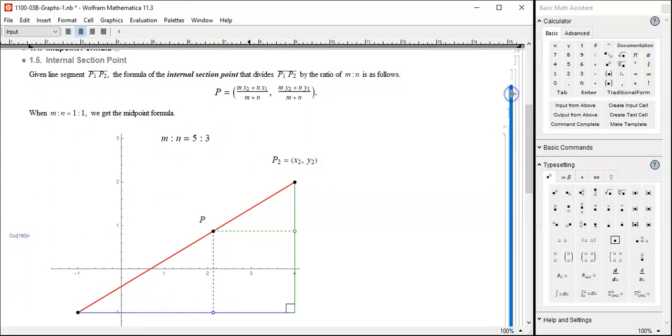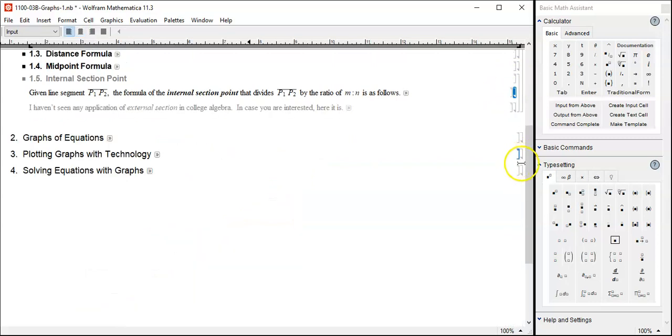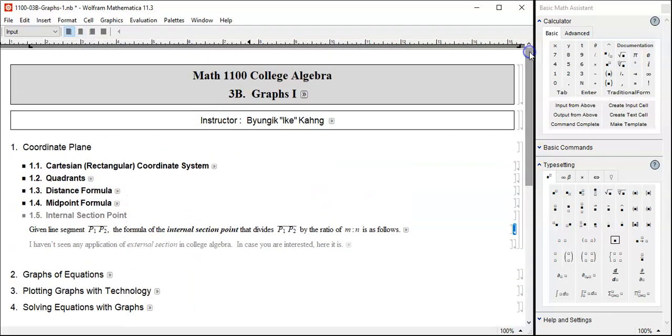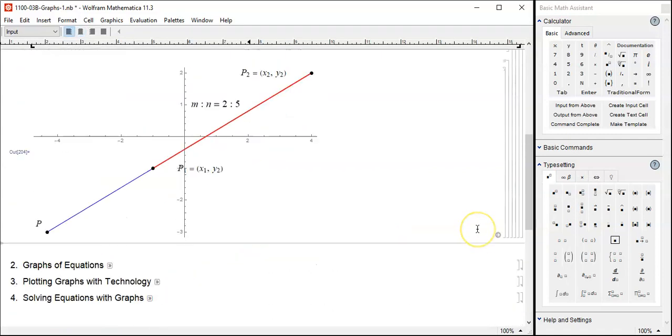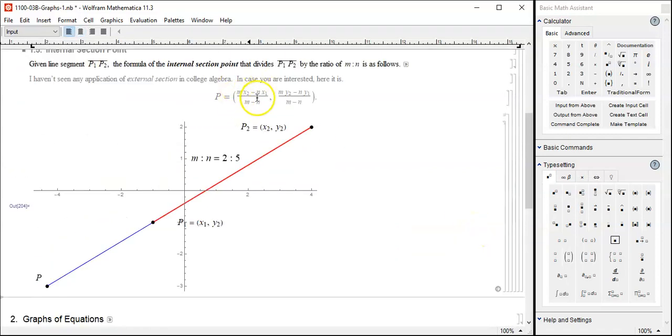5 to 3. If I run this, okay, all right, 2 to 2, so 2 unit versus 2 unit. Basically, it's 1 to 1. I just repeat it until I hit the midpoint formula. External section point. Instead of addition, we have subtraction, and then we have external section point.